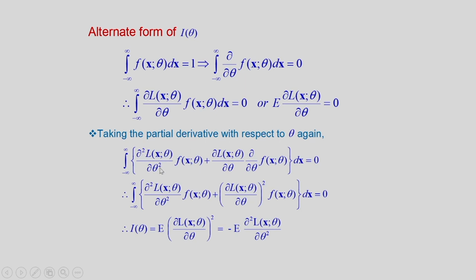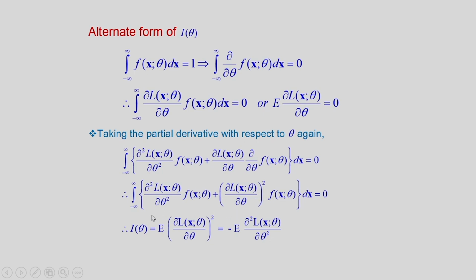So, the second order partial derivative of L with respect to theta into f x theta, that is the first term, plus again this term into the partial derivative of this. Now this again we will be writing in terms of the log likelihood function, that way we will get this squared here into f x theta dx. Okay. So, from this expression now, I consider this is nothing but the expected value of this quantity, and I consider this is the expected value of this quantity.